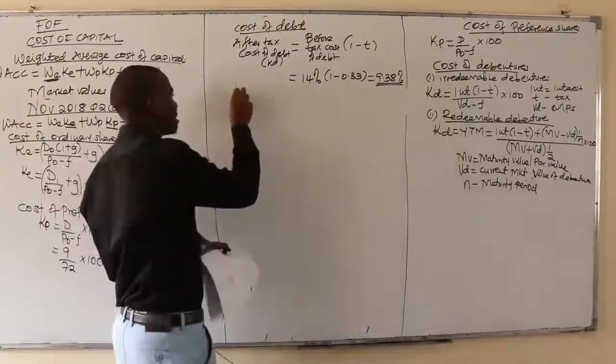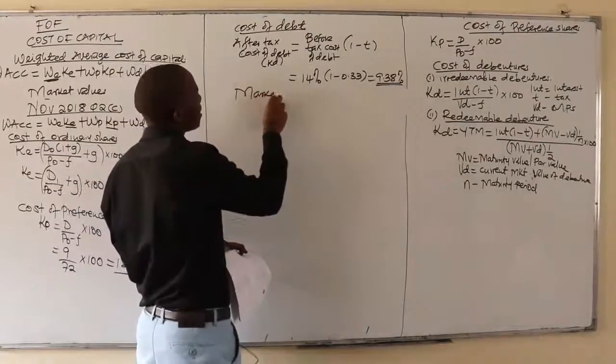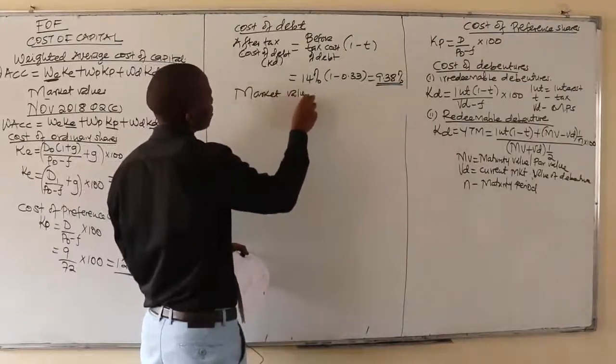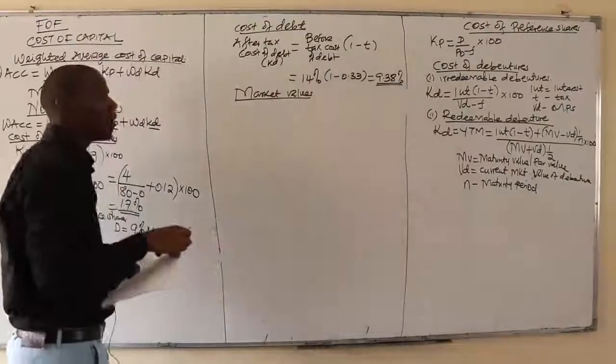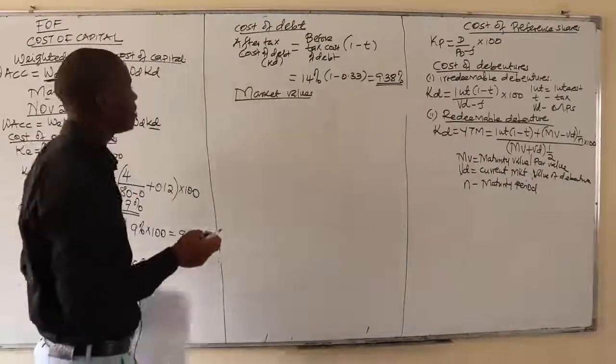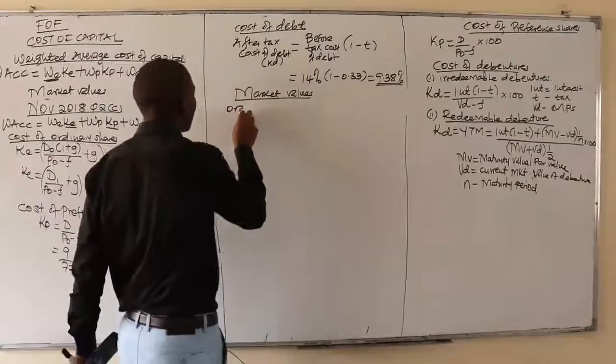Now, we also have to get the market values in order to know the weights. The market values in this case are now the current values. And therefore, in that case, we have for the ordinary shares.